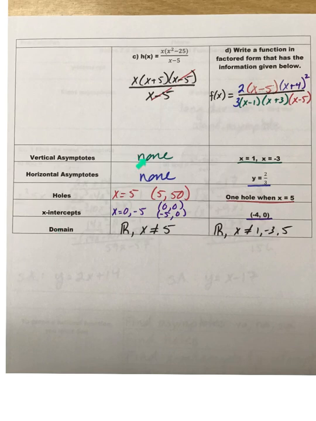And domain, we look at the vertical asymptotes and we look at the holes. Our domain is all real numbers except x cannot equal 5.